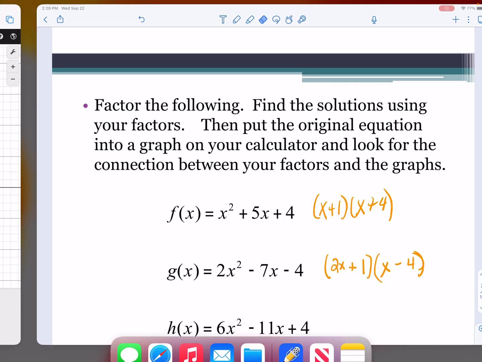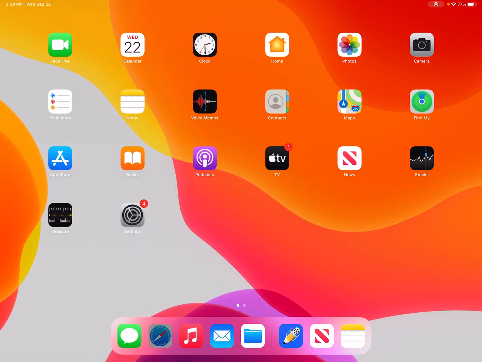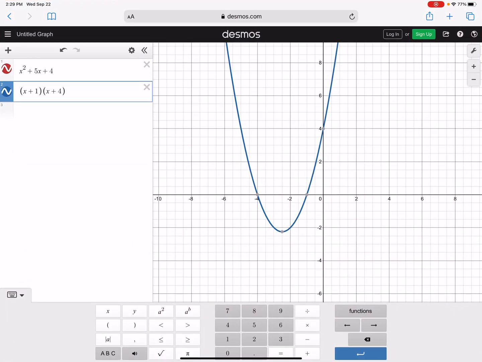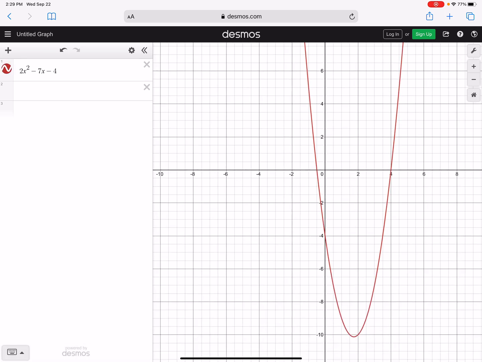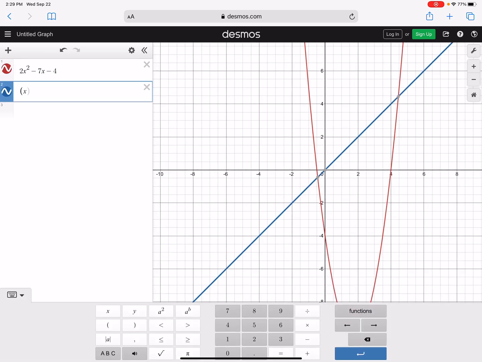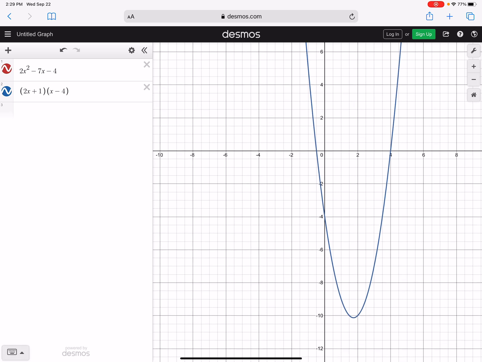Okay, so if I go to Desmos again, I don't know what happened. Probably could start a new one, but that's the fun in that. So it was 2x squared minus 7x minus 4, and that's what it looked like. And then when you factored it, you ended up getting 2x plus 1 and x minus 4. And if you look, those graph right on top.